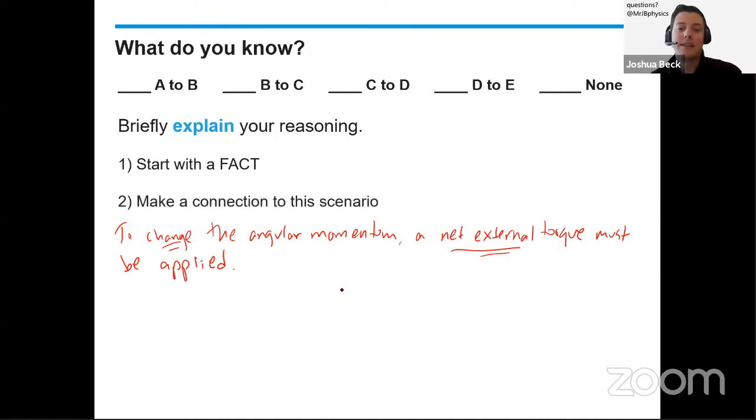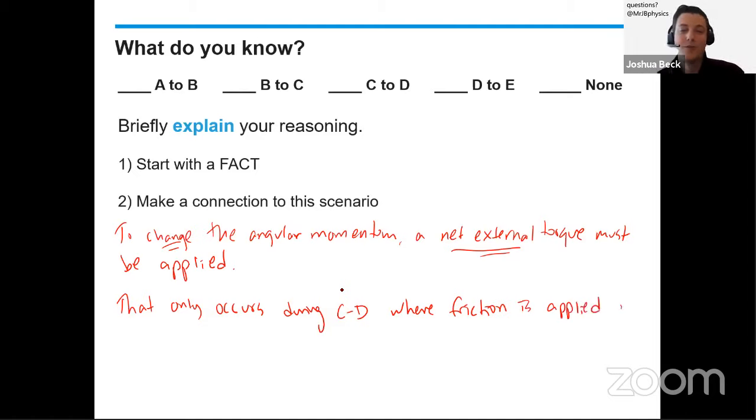Now, the second one, I'm going to make the connection. I can do this in one sentence. I'm going to connect this scenario to my physics fact to answer my question. That only occurs at one place. That only occurs during C and D. The only place I have a net external torque would be between C and D. That's where friction is applied at a distance r away from the center of mass. In order to create torque, I need to apply a force offset from the center of mass. So that only occurs from C to D.